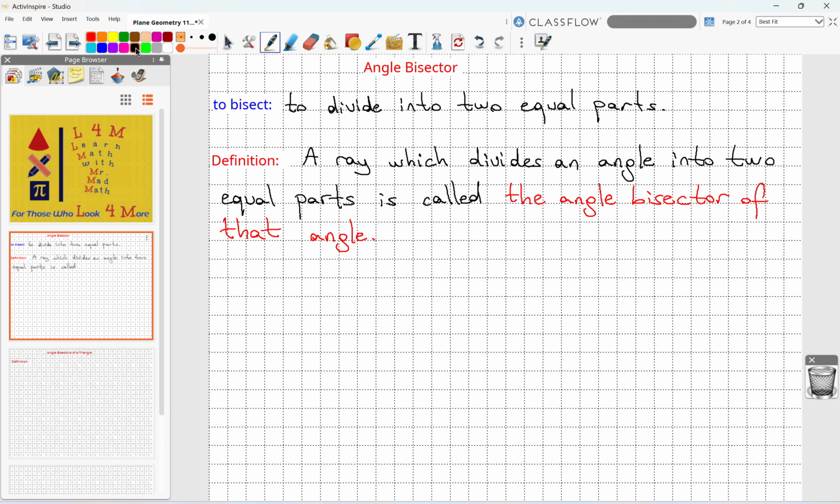Okay, let's demonstrate it on an angle. Let's say that this is angle AOB, and I have a ray, let's say OC, where the angle AOC is equal to the angle BOC. Then OC is the angular bisector or angle bisector of the angle AOB.